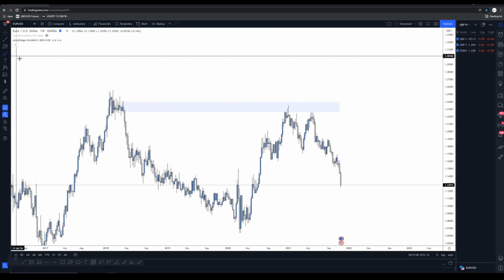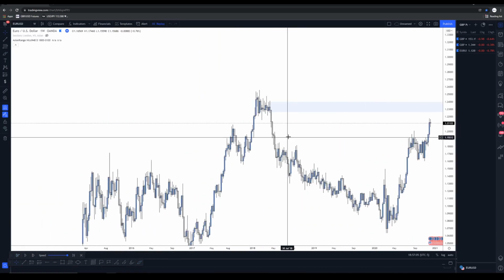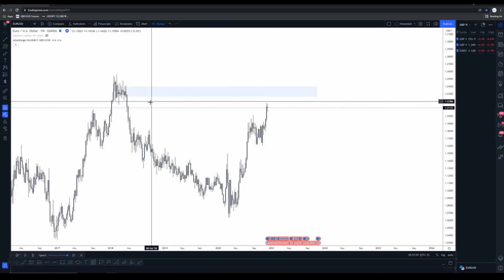So what do I always say? Well, I'm going to break this down step by step. Number 1, find your institutional candle. That's it. Find your area of interest. This is my area of interest, right?